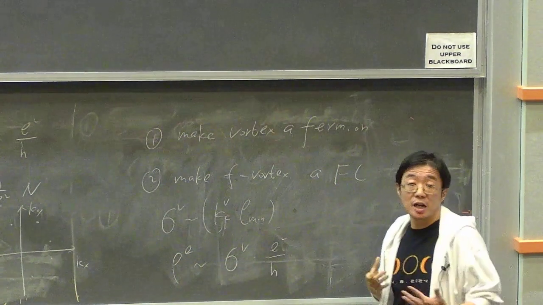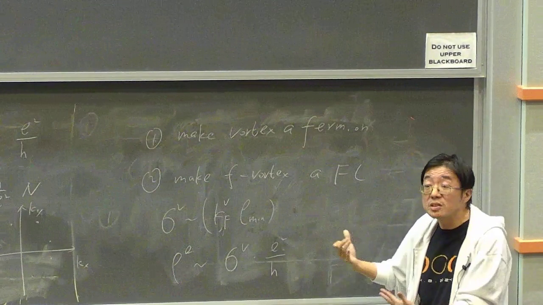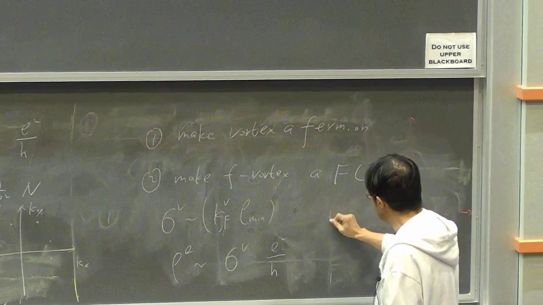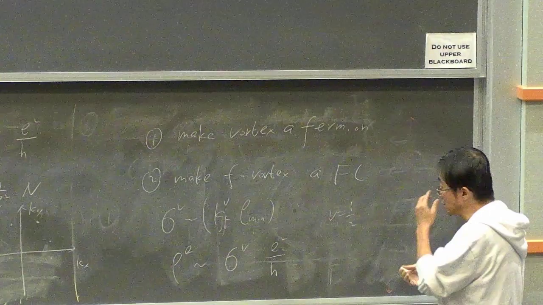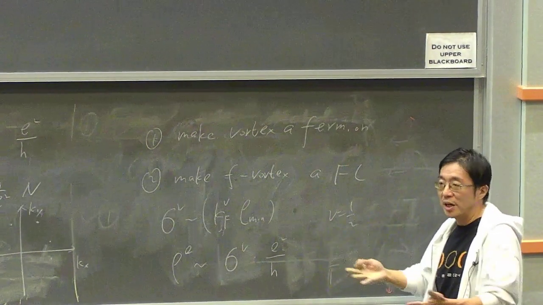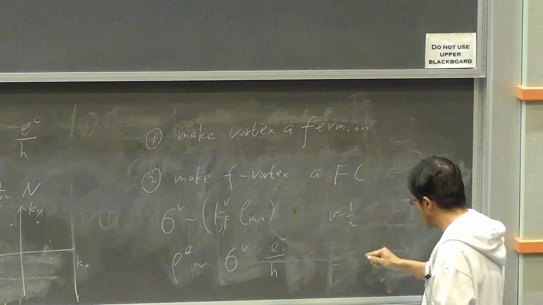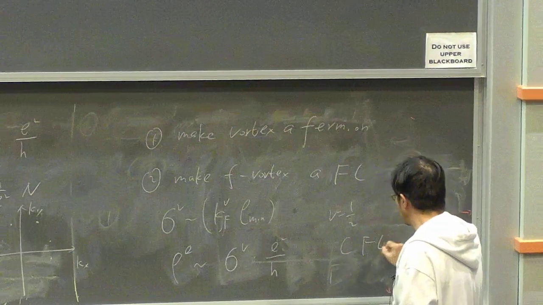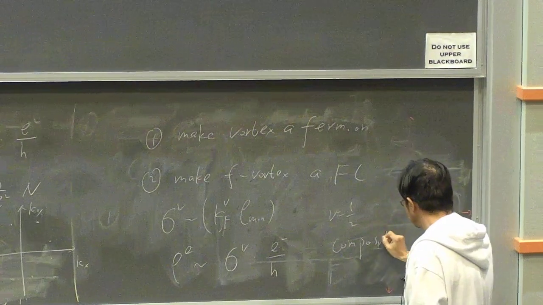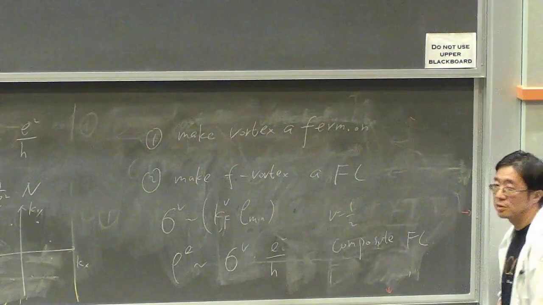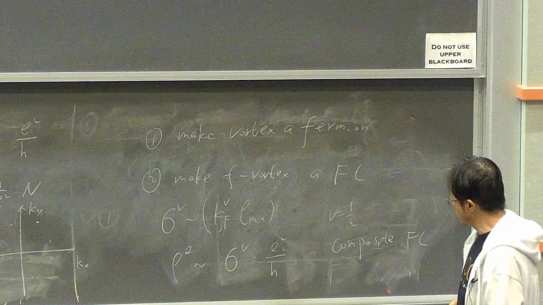This all sounds very exotic, but actually it's realistic. This is precisely what happens at nu equals 1/2 in the lowest Landau level. You put electrons in a magnetic field, make it very clean, and make sure the Landau level is half filled. This is a composite Fermi liquid. So this actually is a realistic thing.